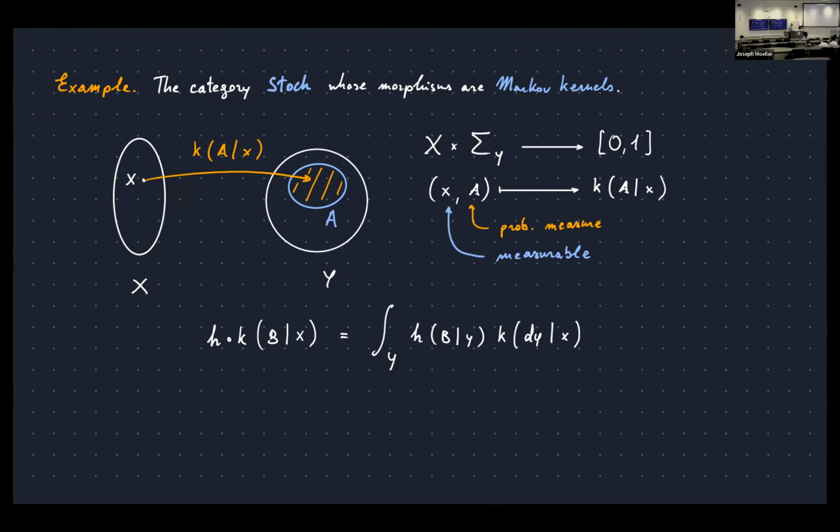All right, so that category is called Stoch, okay? And it's the generalization of the previous one to the continuous case.